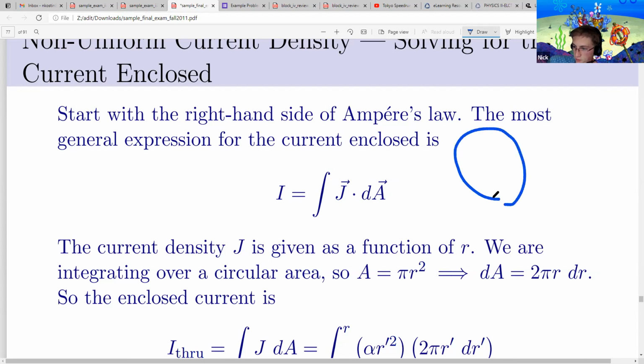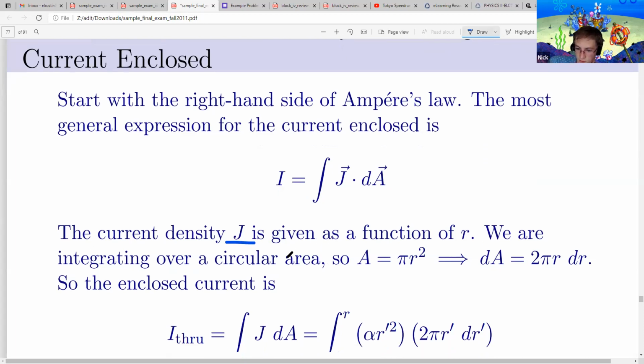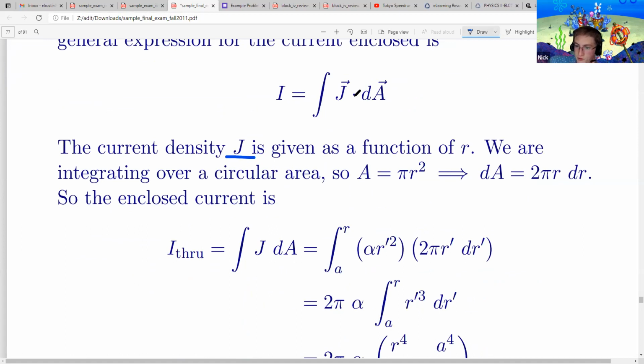So if I had just a wire and current was coming out of that wire, the current density would be my total current divided by my cross-sectional area. For wires, the cross-sectional area would just be a circle, I over pi r squared. But that's not the case here. In this case, we're told what our J is. We're given a function for J, our current density, as a function of r. So then all that's left is to find what dA is.